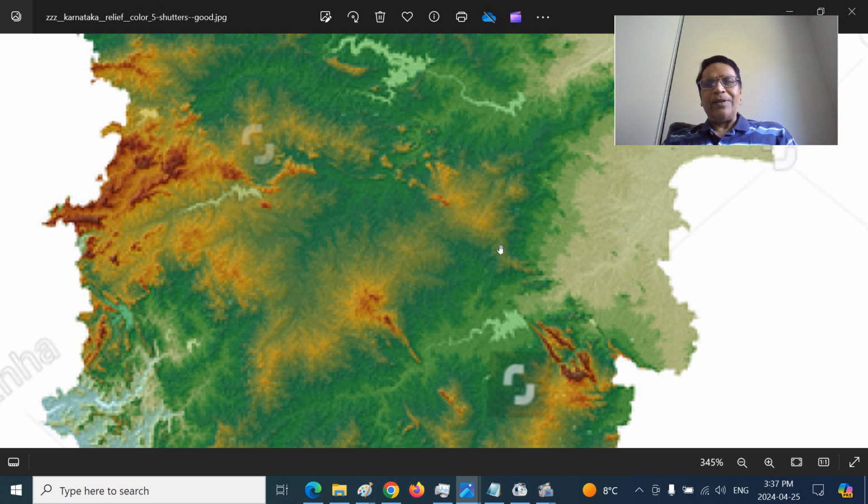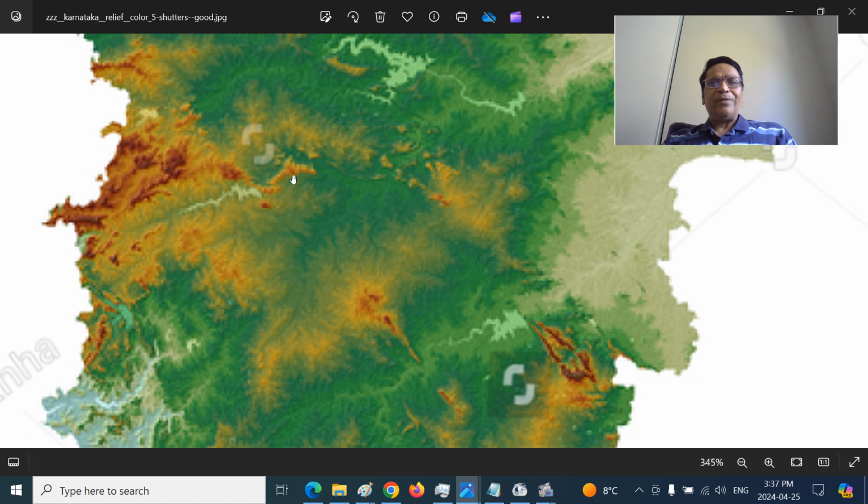Tungabhadra river basin. This is one side of that. Gadag town will be here, and Gajendragad and Koppal here. Sorry, Gadag and Koppal mountains here. This is the Harapanahalli mountains. This entire area is the plateau.